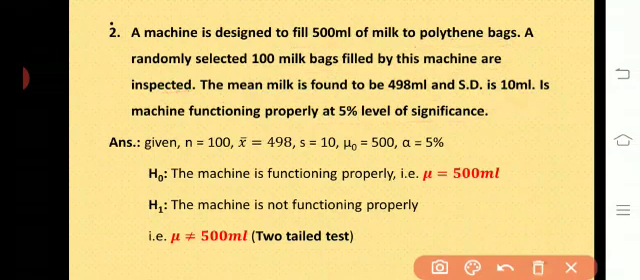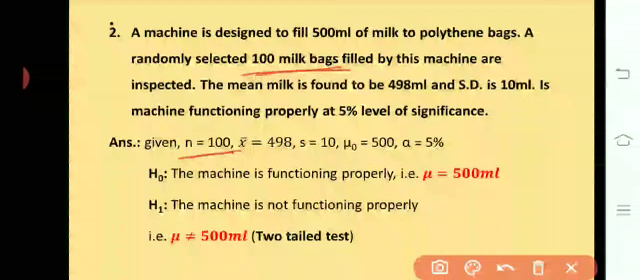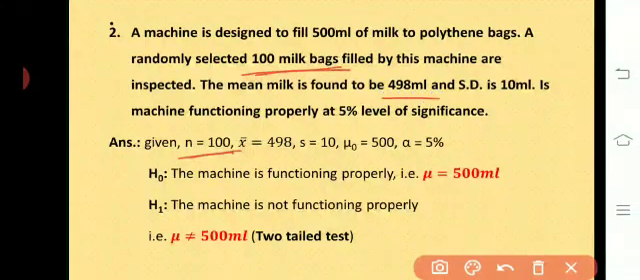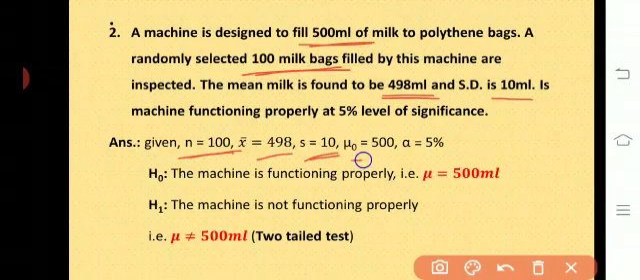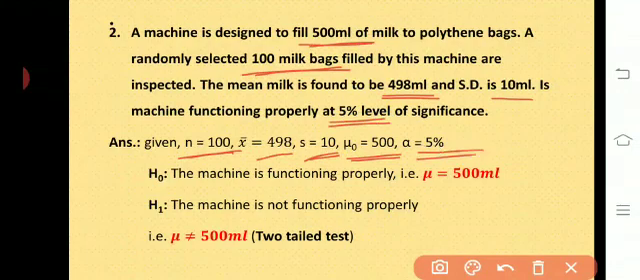Now in the solution, let's see what the given values are. Given is n equal to 100, that is 100 milk bags are tested. Then the mean milk or average milk is 498 ml, so x bar is 498, and standard deviation is 10 ml. So s is equal to 10. It is a sample standard deviation, so it is represented by s. Then the machine is designed, so the population mean is given, it is 500 ml, so mu 0 is equal to 500, and alpha is 5%. So these are the given values.